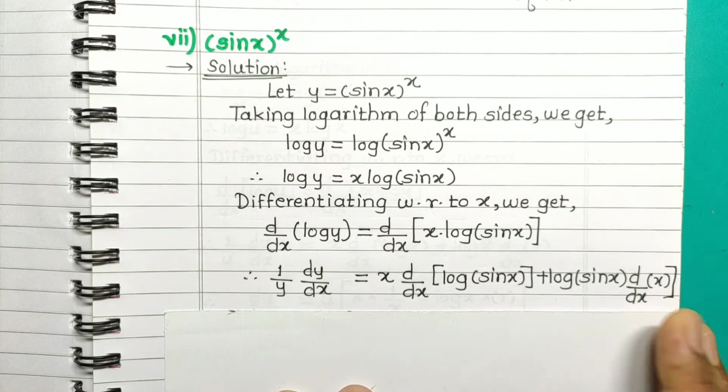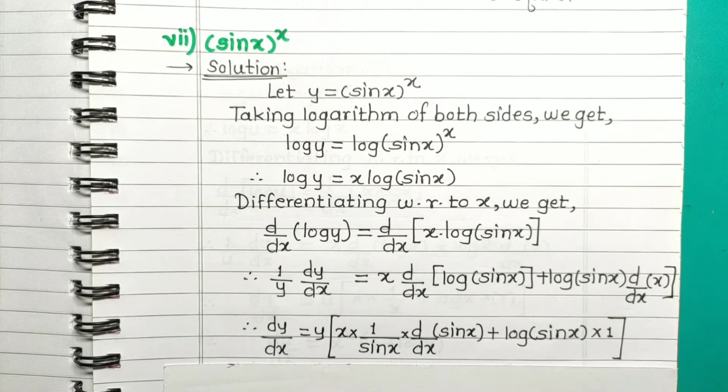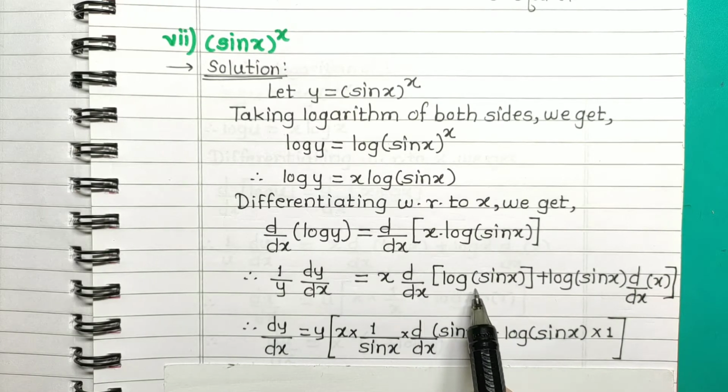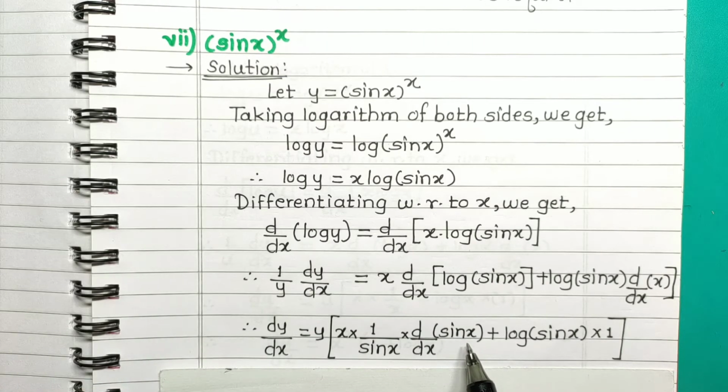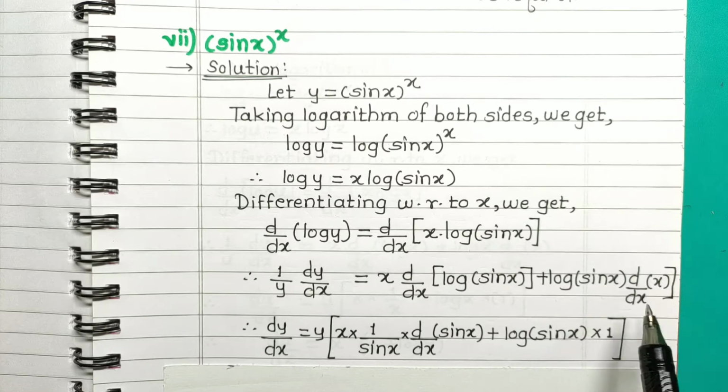Then in the next step, let's multiply this y on the RHS. So we have dy by dx is equal to y into, see here, x as it is. Now again it is a composite function. Treat it as log of something for its derivative. So derivative of log of something is 1 upon something into derivative of something which is sin x function, plus see, log of sin x term as it is into derivative of x which is 1.